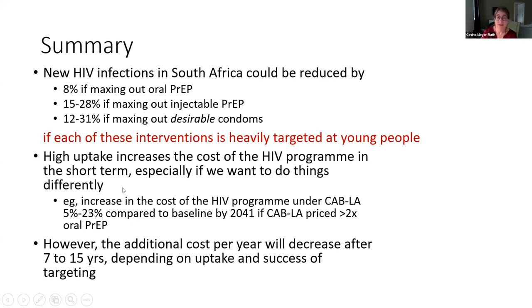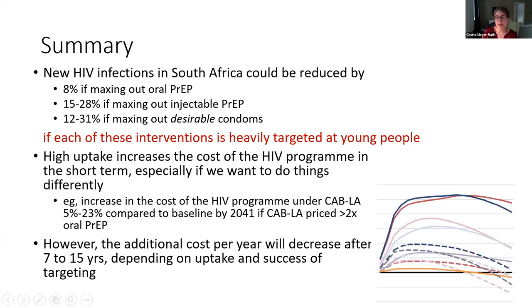We have also seen that the high uptake of any new intervention would increase the cost of the HIV program in the short term, especially if we want to do things differently and better than before. However, and I'm just projecting these bendy cost curves again, the additional cost per year will decrease after 7 to 15 years, and that's true across interventions. How quickly it bends depends on the uptake and the success of each individual intervention. Thank you very much.